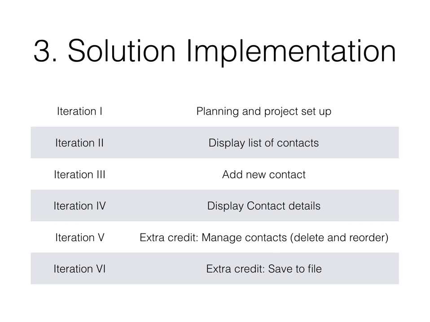So here is the iteration plan. First, we are in iteration 1, which we are in right now, the planning, and I'm doing that in this video. Then I'm going to do another video for the project setup. Then iteration 2 focuses on displaying the list of contacts. Iteration 3, we're going to add a new contact to the list. And iteration 4, we're going to display the details of a contact. Iterations 5 and 6 are extra credit or optional, where we're going to manage contacts, deleting and reordering the list. And the second extra credit, iteration 6, we're going to save to a file.